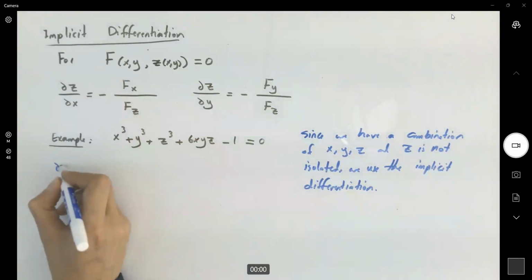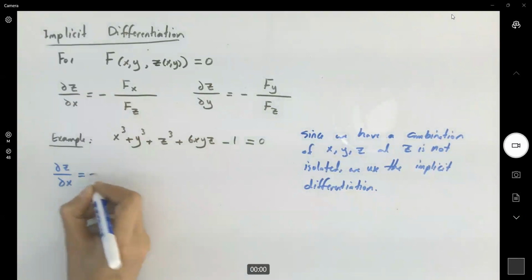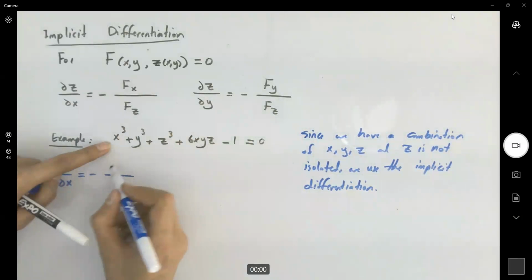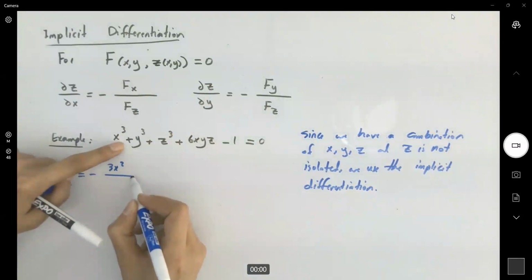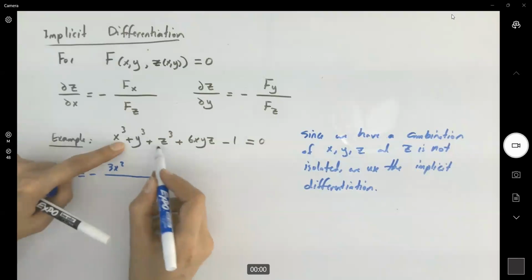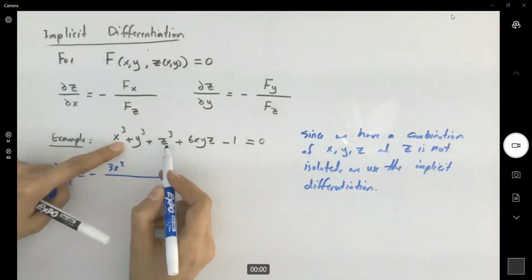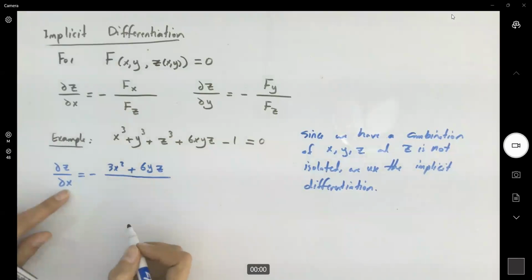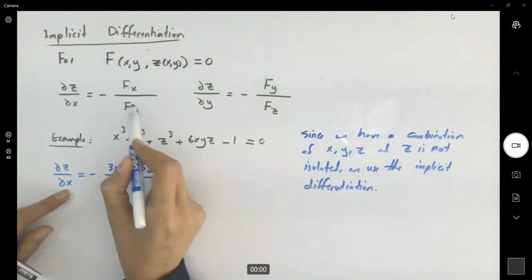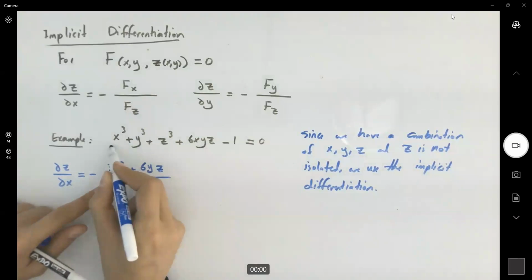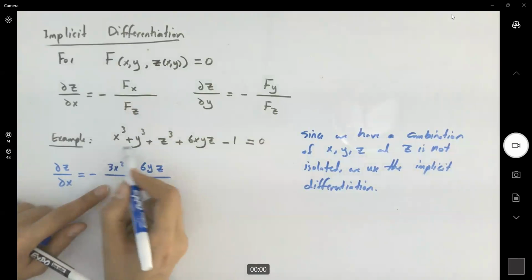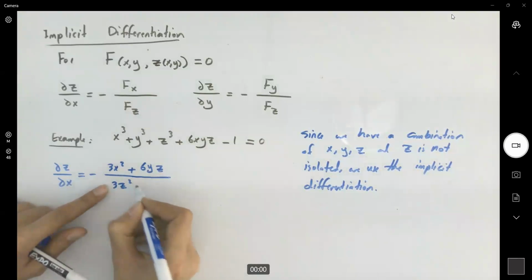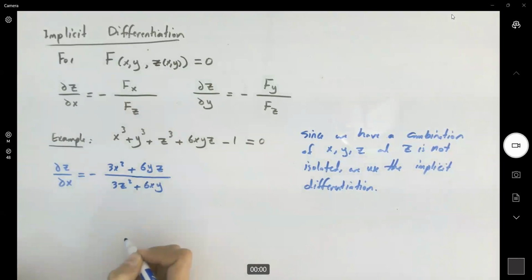Let's just follow them. The partial derivative of z with respect to x is negative the partial derivative of f with respect to x. The derivative of x cubed is 3x squared. This is just a constant, so it's going to be 0. This is just another constant, it's going to be 0, and plus 6yz divided by the partial derivative of f with respect to z. It means that x and y are equal to a constant, so the derivative is 0. The derivative of z cubed is 3z squared plus 6xy.